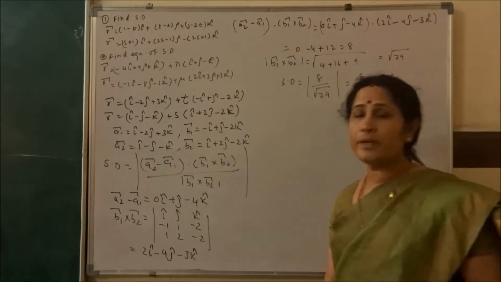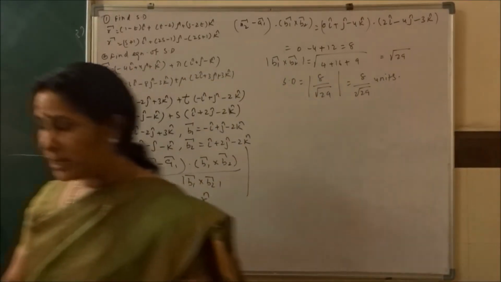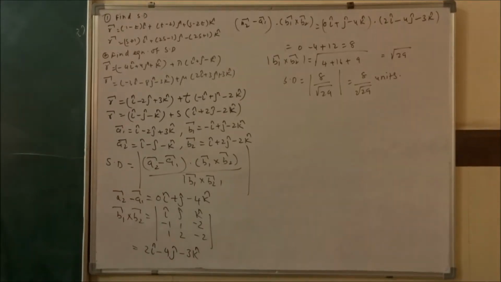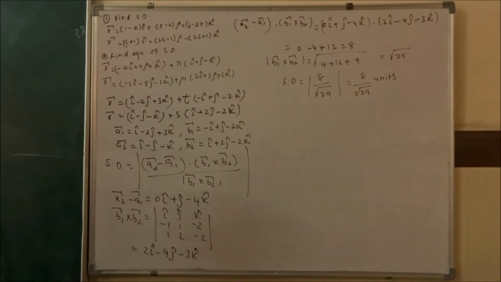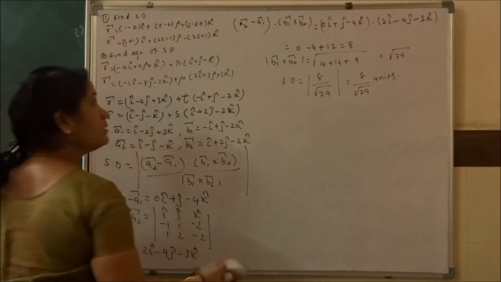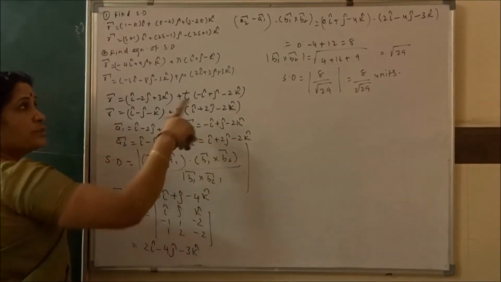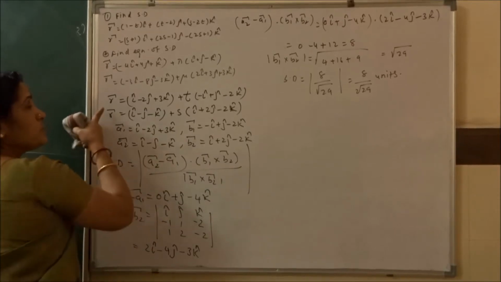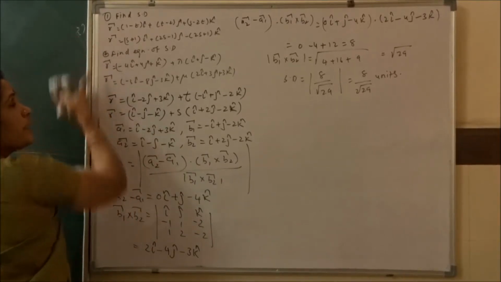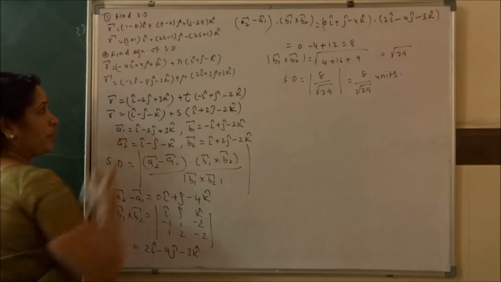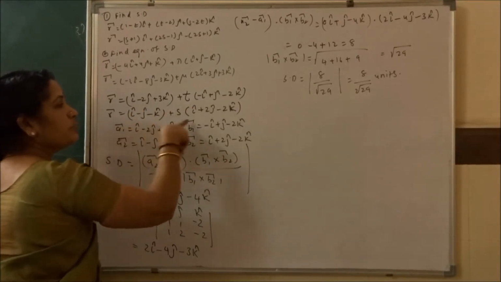Like this you have to find the shortest distance. Sometimes they will ask the formula or definition: what is shortest distance? Already I told you. What are skew lines? That also they can ask. So how to find the shortest distance? Is this clear? For this you have to convert the given line into standard form. Keep that in mind. This is a1, this is b1, this is a2, this is b2.